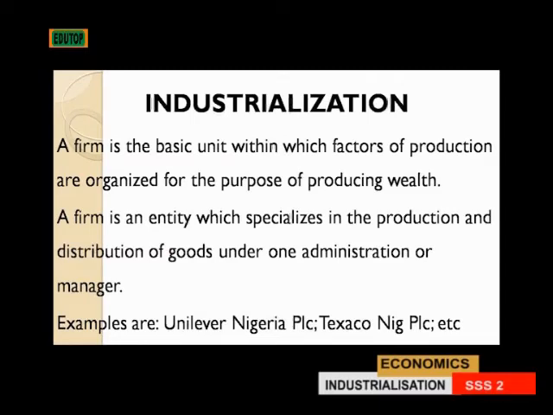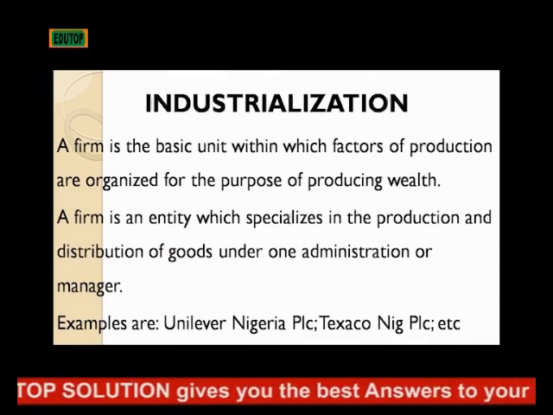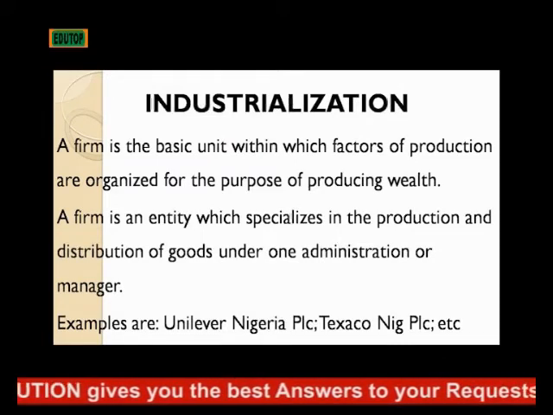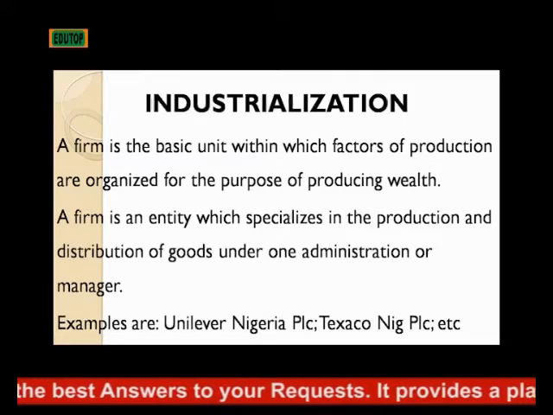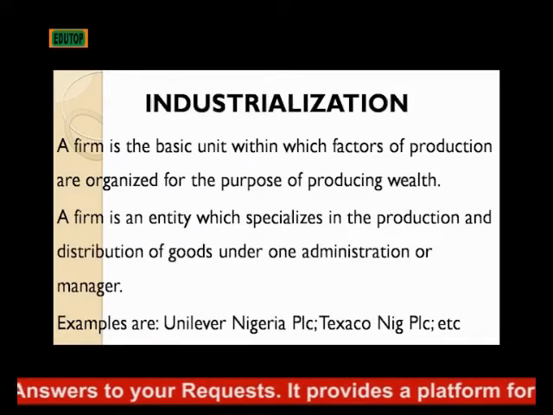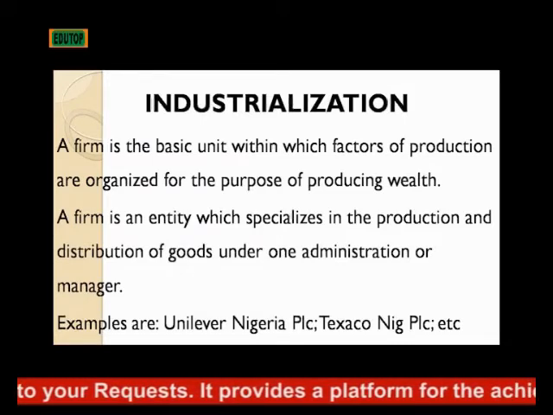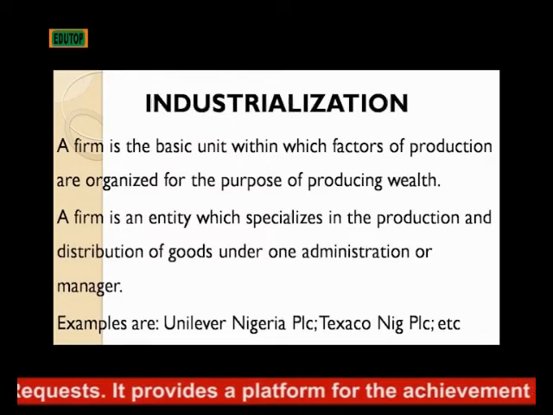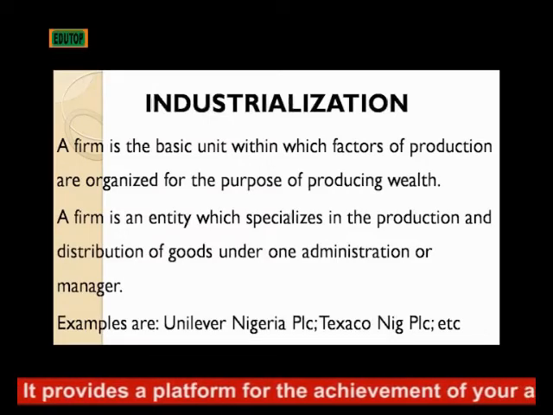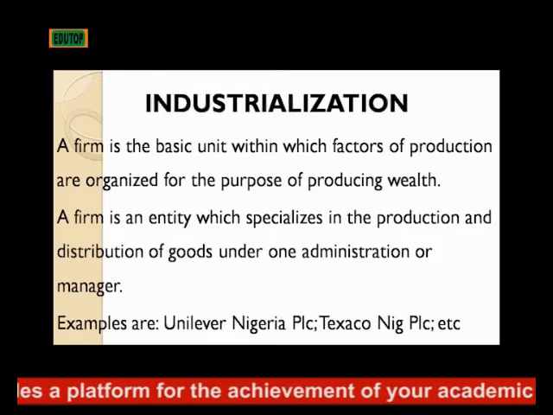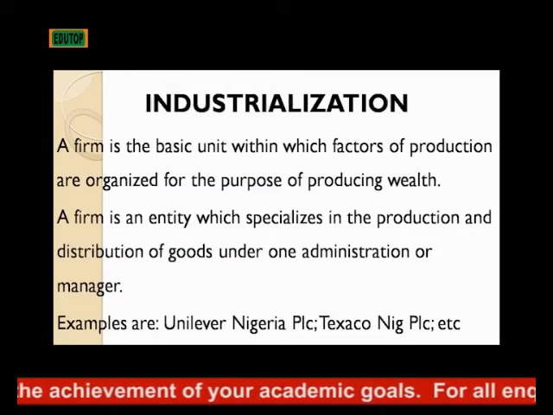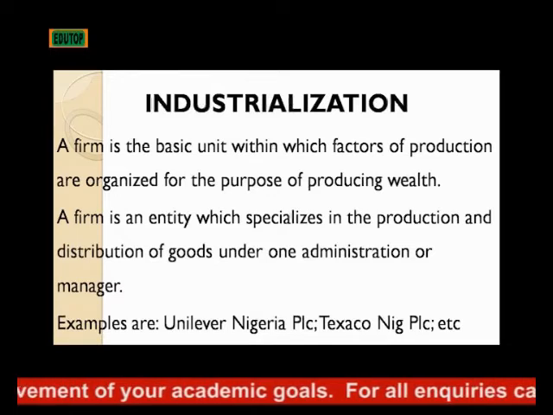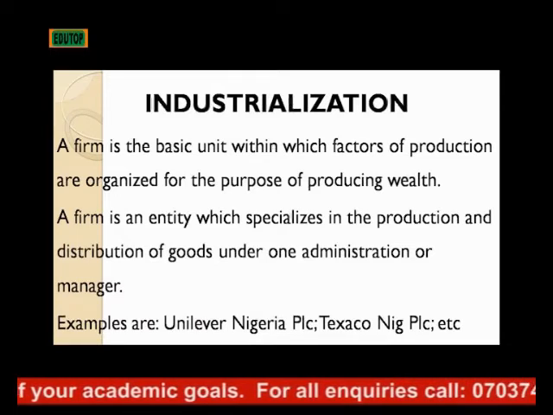Industrialization. A firm is the basic unit within which factors of production are organized for the purpose of producing wealth. A firm is an entity which specializes in the production and distribution of goods under one administration or manager. Examples are Unilever in Nigeria, Unilever PLC, Tesapo Nigeria PLC, and we also have some other firms in Nigeria.